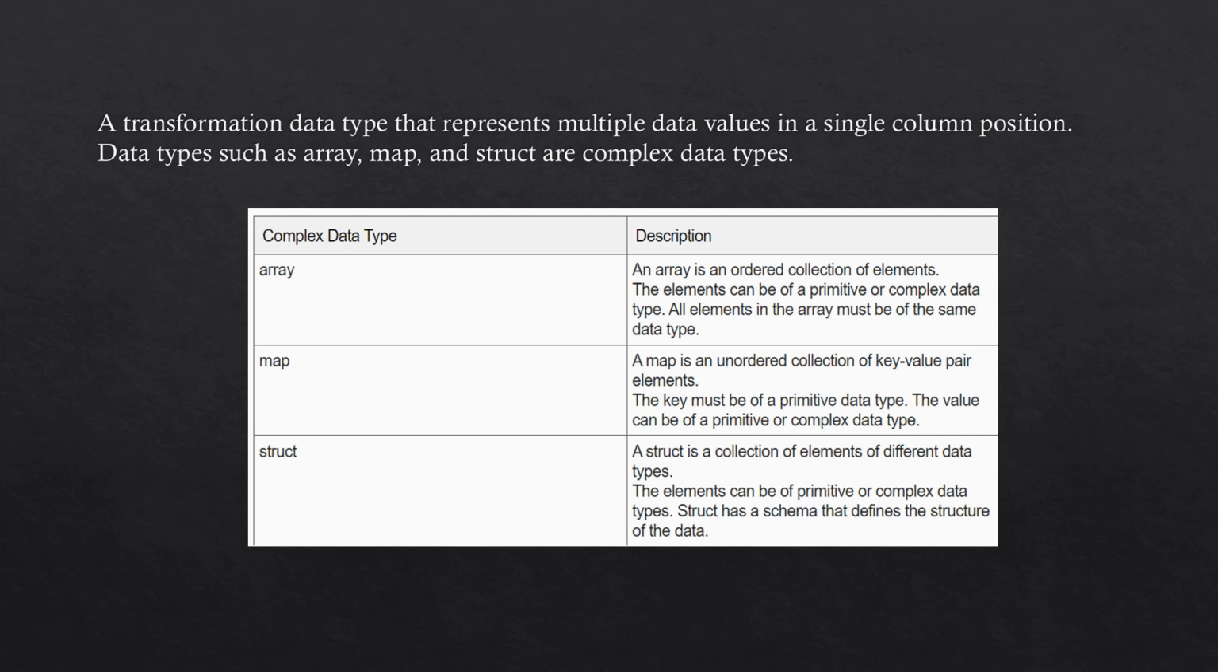In the case of struct, a struct is a collection of elements of different data types. The elements can be of primitive or complex data types. A struct has a schema that defines the structure of the data. That's the main thing we want to remember.